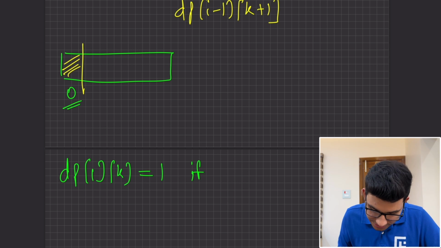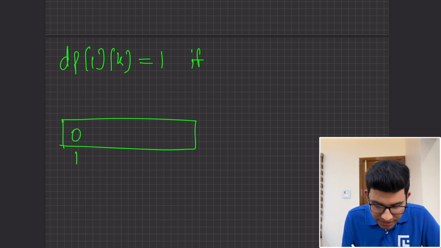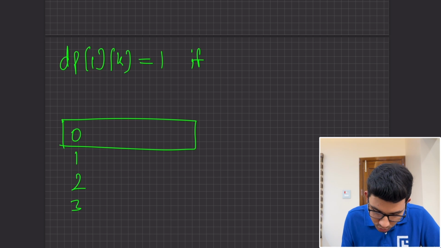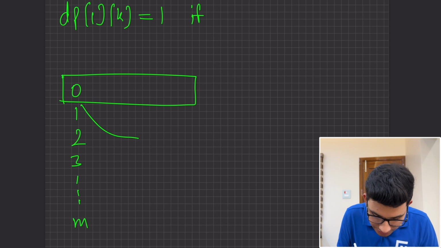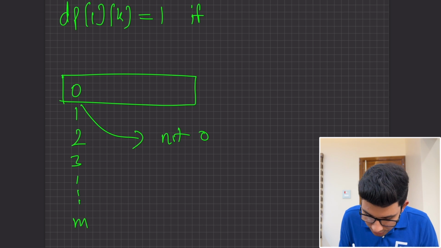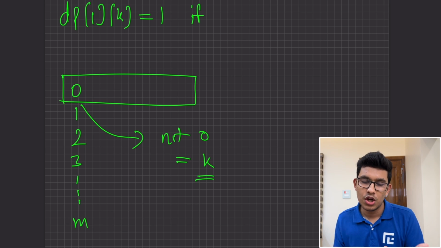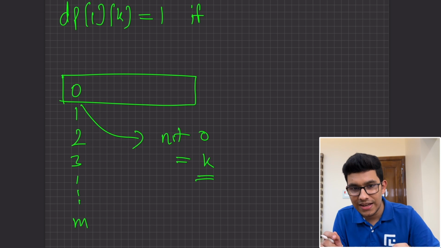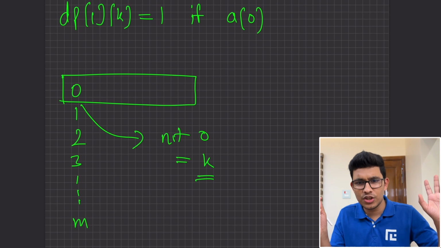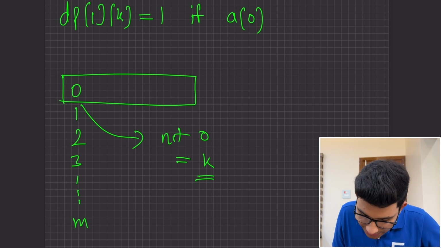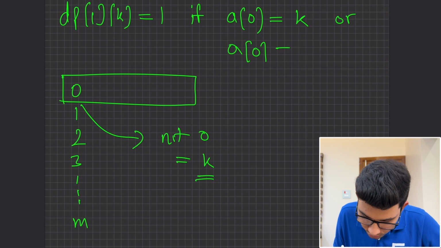If you look at this, when you have an array like this and the last element is a 0, can I put a 1 here? Yes, I can put a 2 here, I can put a 3 and so on. I can put all these values up till m. But if the same value was not 0 but equal to, let's suppose, k, can I fill in any other value than k? No. So dp of 1 comma k is equal to 1 if a of 0, considering 0 based indexing, is equal to k or a of 0 is equal to 0.